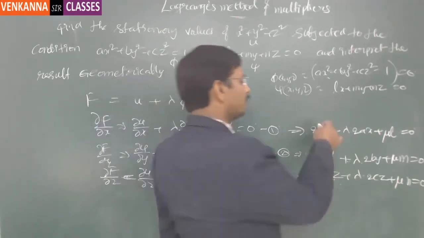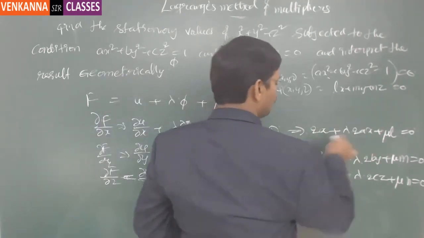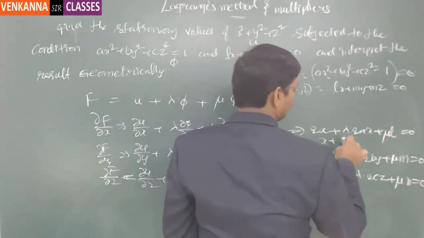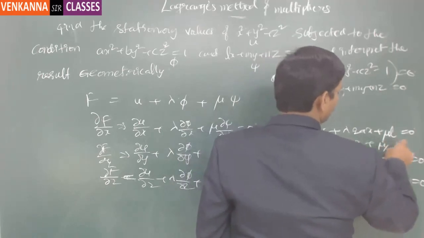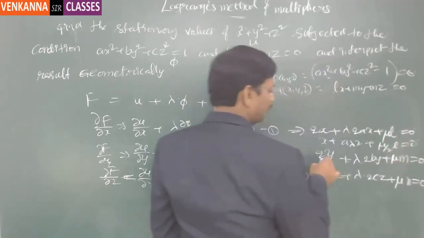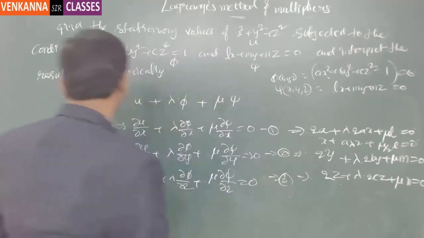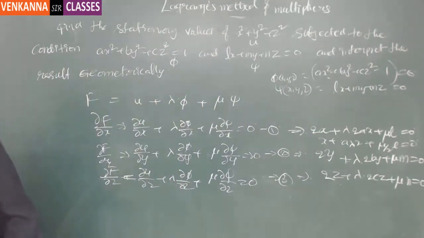For that, first I will simplify this into x plus a lambda x plus mu by 2 times l equal to 0. And similarly, you can avoid this also. I hope you noted down this. I will be erasing.